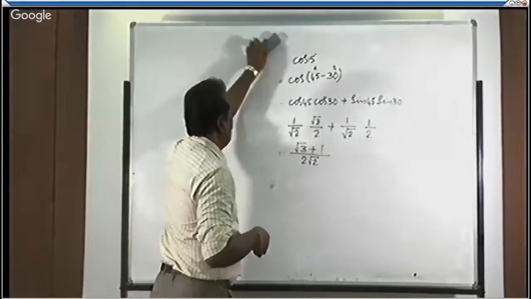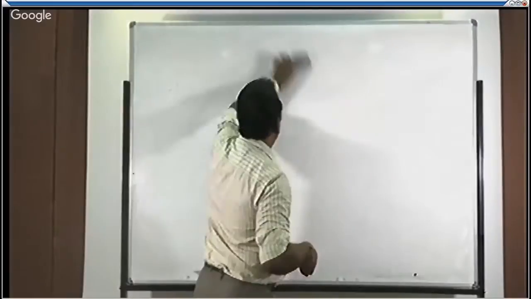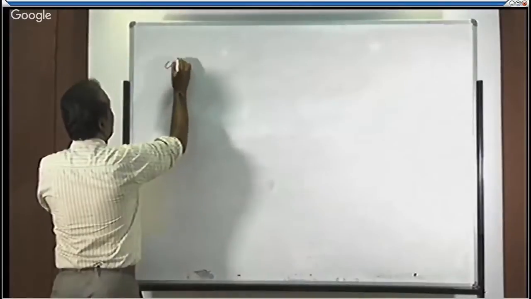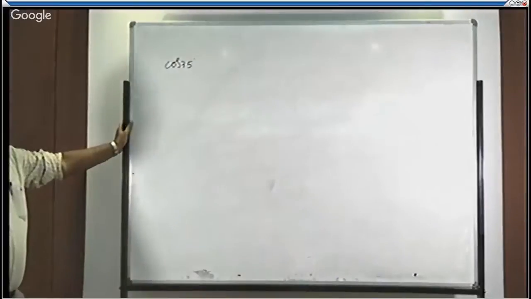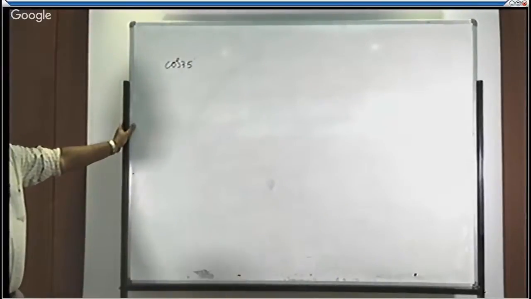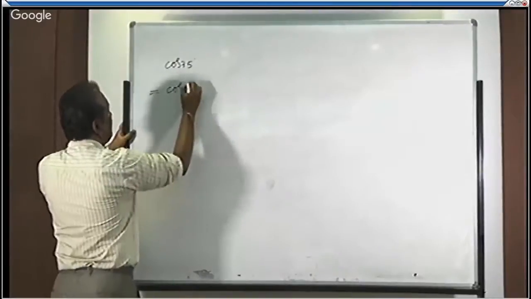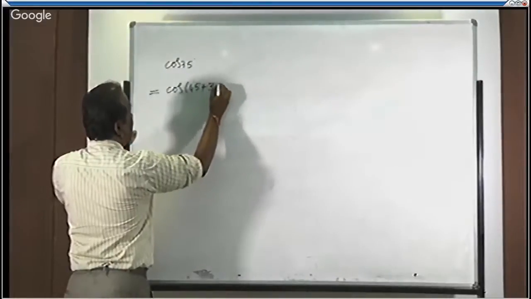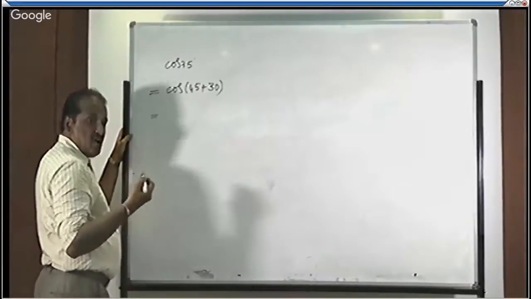Now let us pass on to one more problem of this type. Find the value of cos 75 degree. In the previous problem, we found the value of sin 75 degree. The same old angle, but the trigonometric function is different. Now for this cos, as in the previous case, write 75 degree as 45 plus 30. Now read the expression as cos of a plus b.